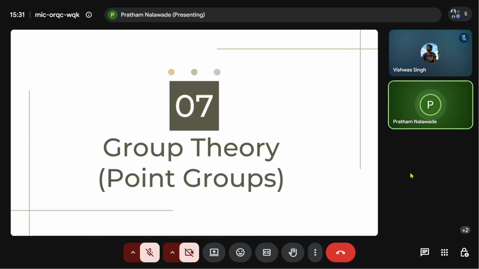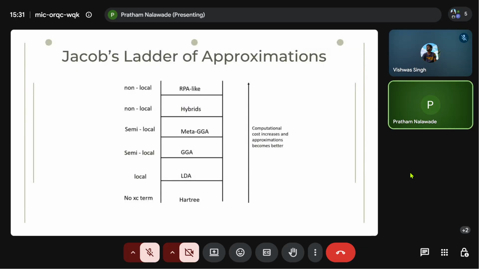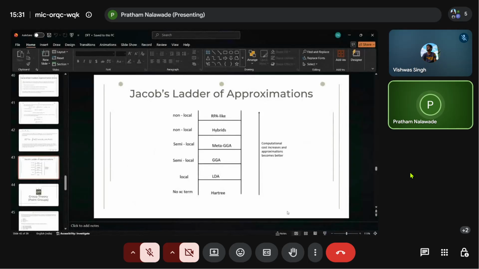So this is essentially what the mathematics of density functional theory is, which is going into day-to-day calculations to calculate our electronic structure and band gap energies and everything.